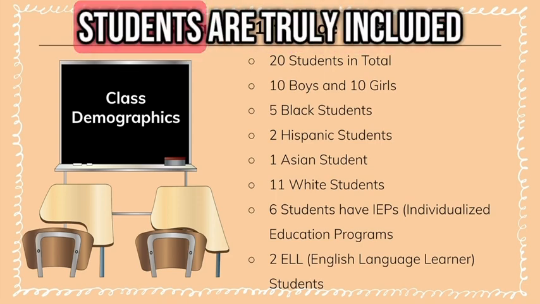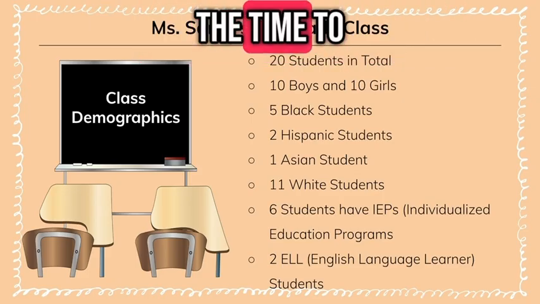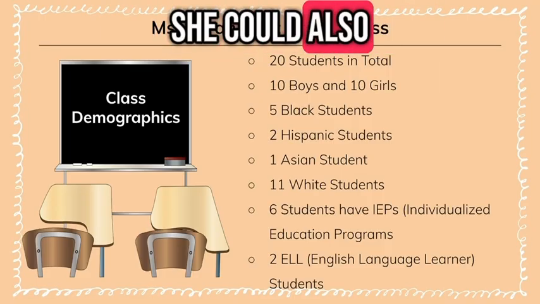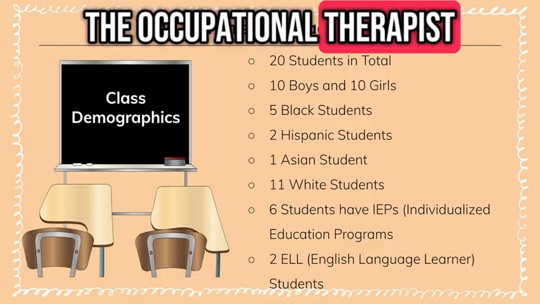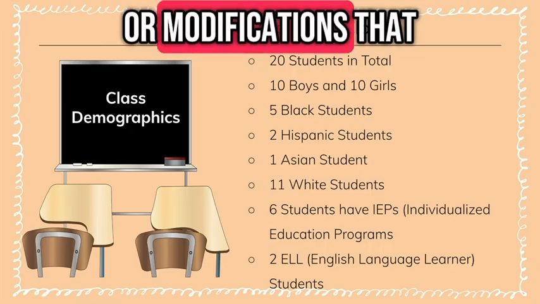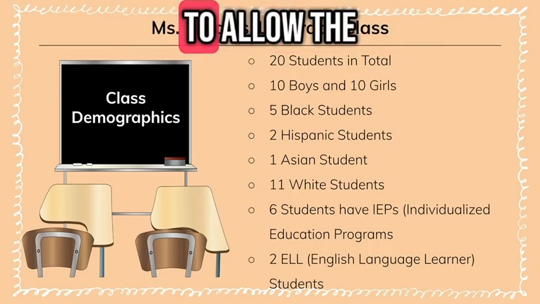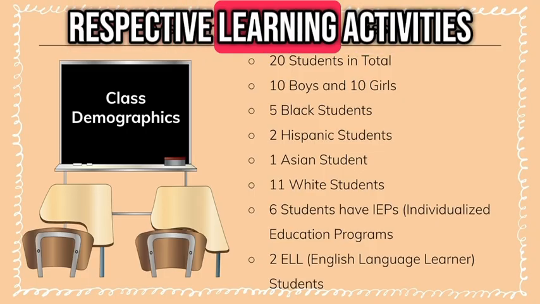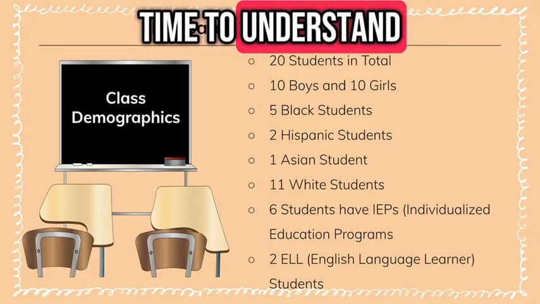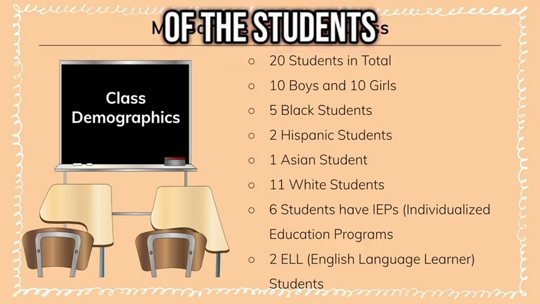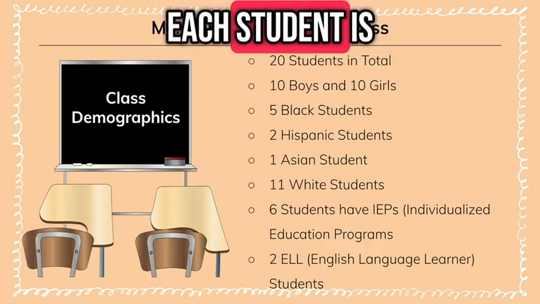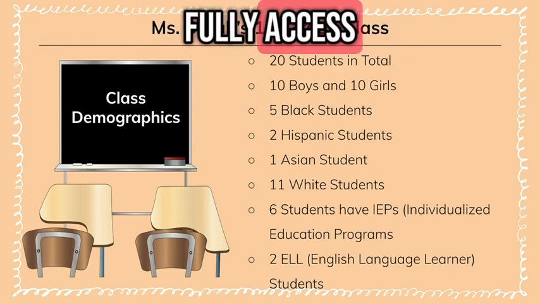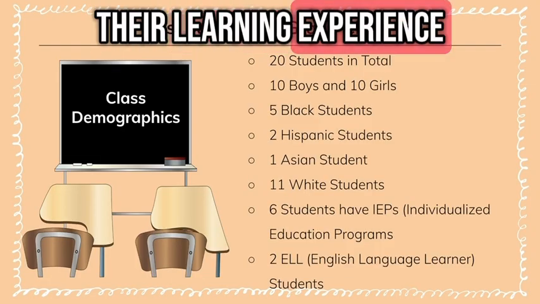To ensure these students are truly included, Ms. Sarah should take the time to meet with each student and to assess their individual abilities. She could also work with the OT, the occupational therapist, to create accommodations or modifications that can be implemented in the class to allow the student to fully participate in the lessons or in the respective learning activities. By taking the time to understand the individual needs of the students, Ms. Sarah will work towards ensuring each student is able to be an equal part of the larger group and to ensure that the students are able to fully access all aspects of their learning experience.